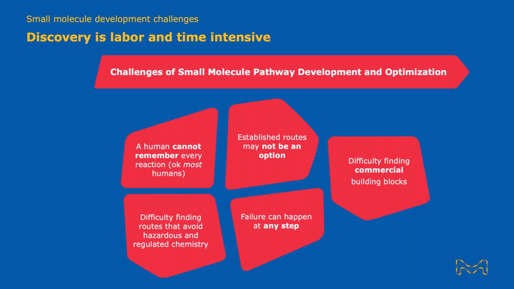And failure can really happen at any step, and certainly with a multi-step synthesis, this can be particularly costly, even when trying to reproduce a published route. And then, of course, trying to make sure that you are avoiding any hazardous or regulated chemistry, or looking for more green chemistry can be another challenge in limiting your options for designing those paths. And then finally, just making sure that those routes that you are finding are going back to commercial building blocks so that you can actually get your hands on the right starting materials, because otherwise that can obviously add additional steps or make that route not viable.